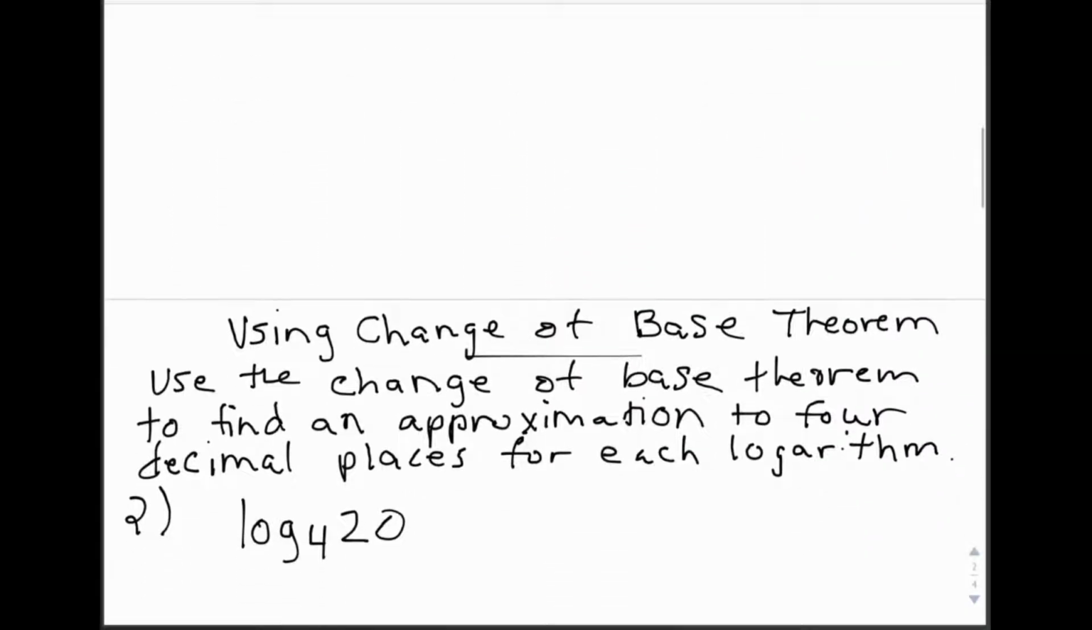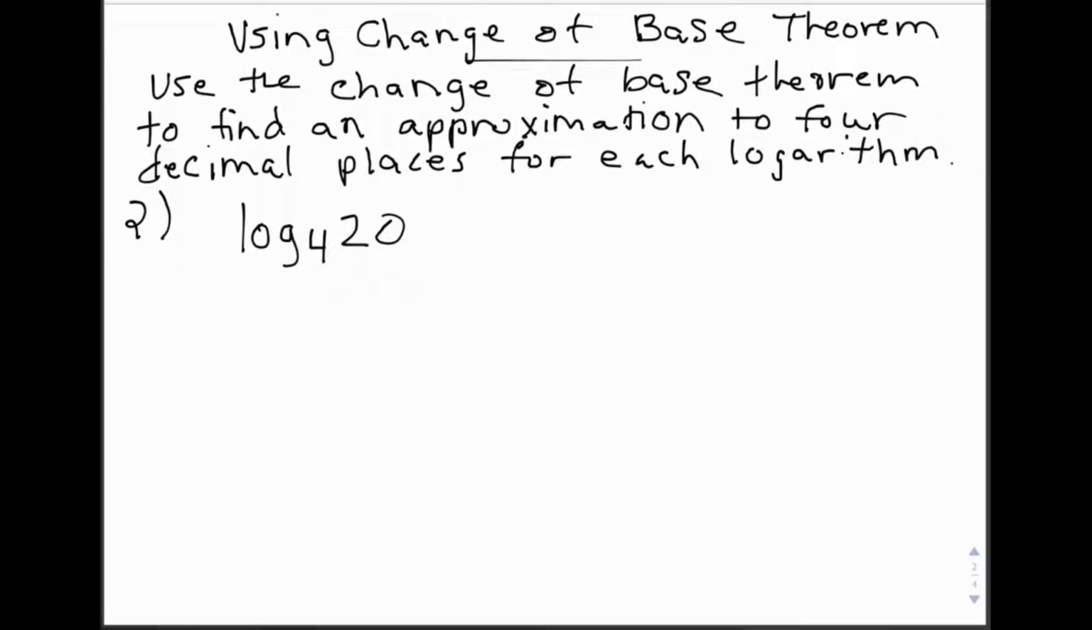Looking at some examples, we want to use this theorem to our advantage to convert these into decimals. We want to approximate to 4 decimal places for these logarithms. So log base 4 of 20. Let's go ahead and do the necessary actions on this.